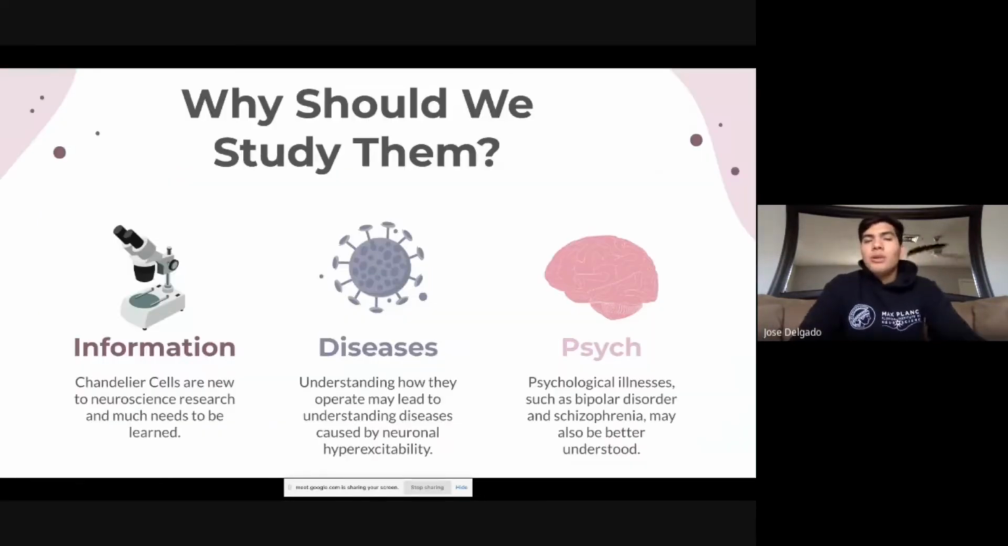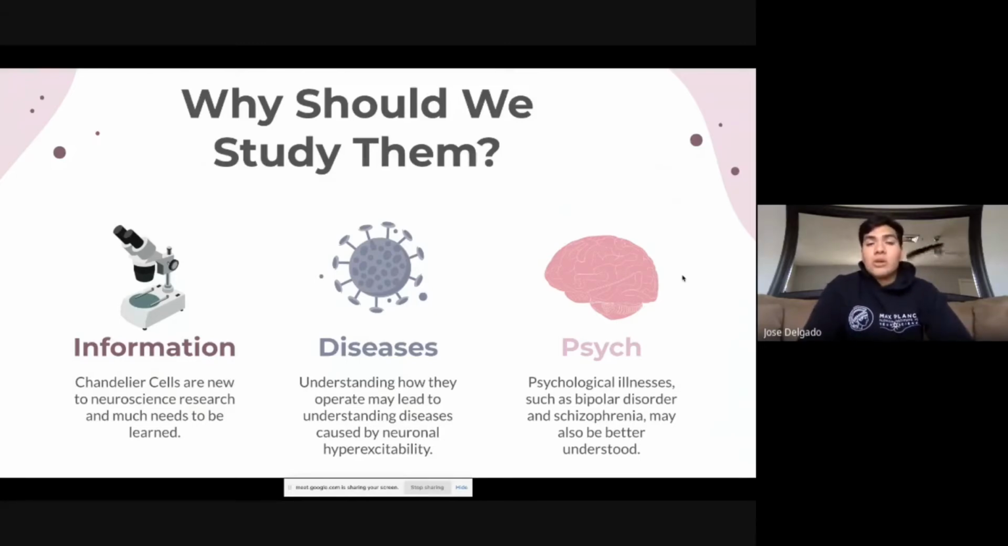Now, why do we want to study these chandelier cells? Well, first off, there's not much known about them, so we really have to get to know them more in order to study the brain as a whole even more. So we just have to do more background research on them just for a general overview.